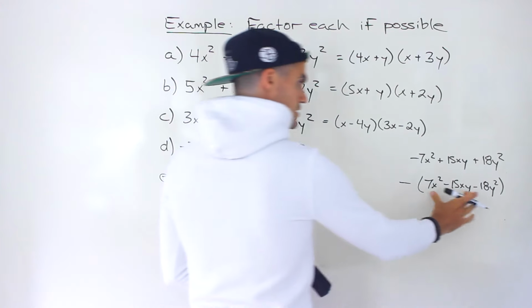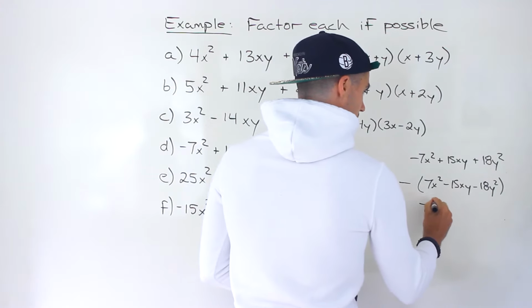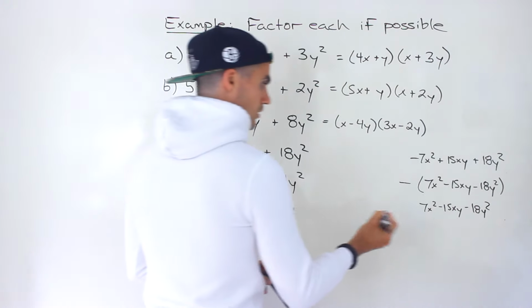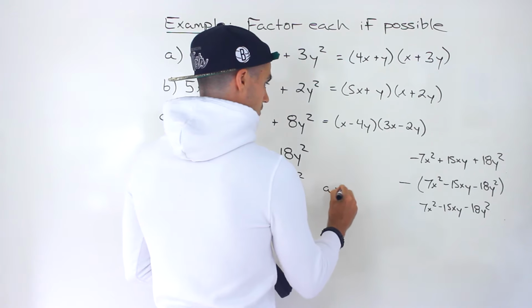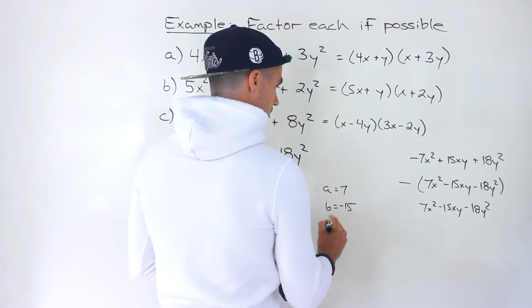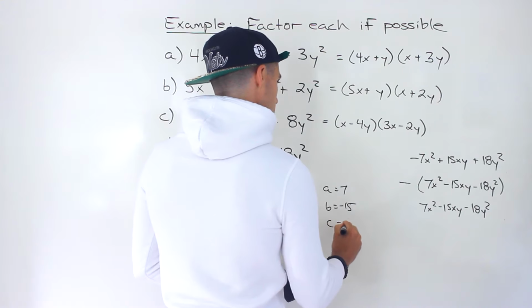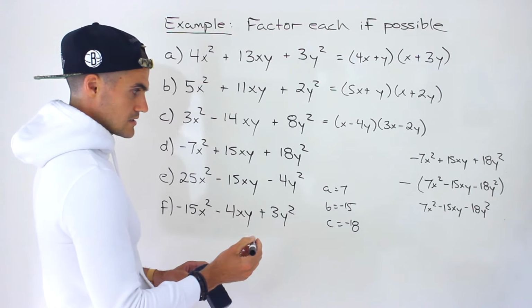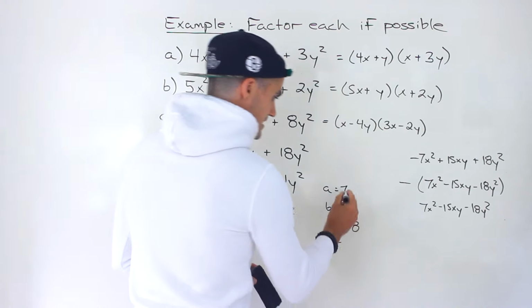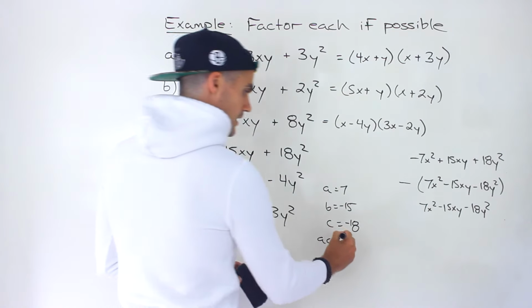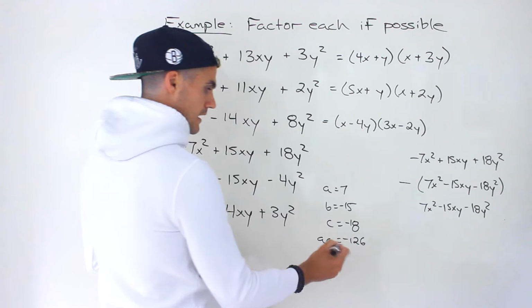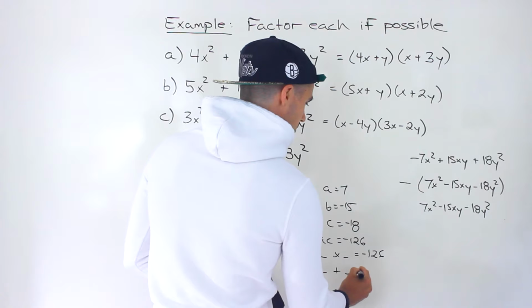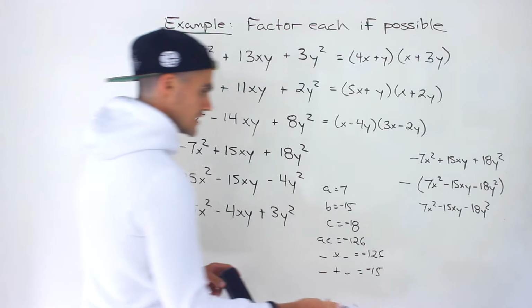And so from here, let's just deal with this quadratic separately. Let's see if we can factor that alone. So notice that the a value is 7, the b value is negative 15, the c value is negative 18, right? And so the AC value would be 7 times negative 18, which would give us what, negative 126. And so we got to find two numbers that multiply to that AC value, negative 126, but add up to that B value of negative 15, like that.